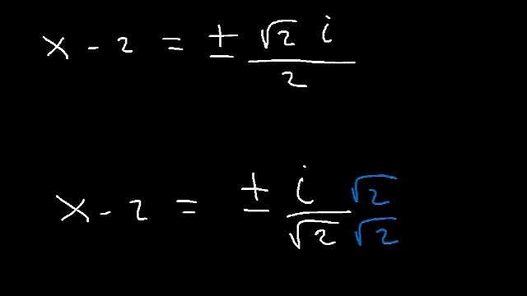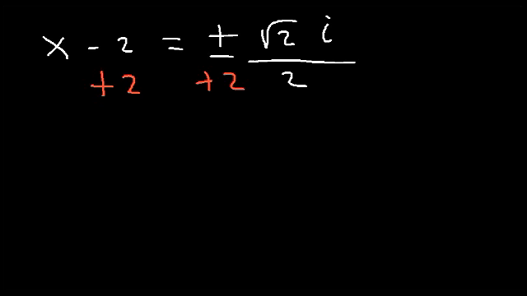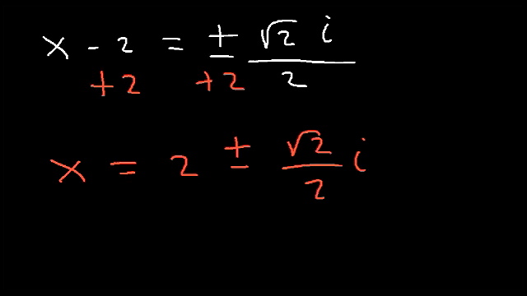By the way, if you haven't learned about imaginary numbers, at this point your answer should be no real solution. Whenever you take the square root of a negative number, it's not going to give you a real number, it's going to give you an imaginary number. So let's add 2 to both sides. So the final answer for this problem, x is equal to 2 plus or minus root 2 over 2i.